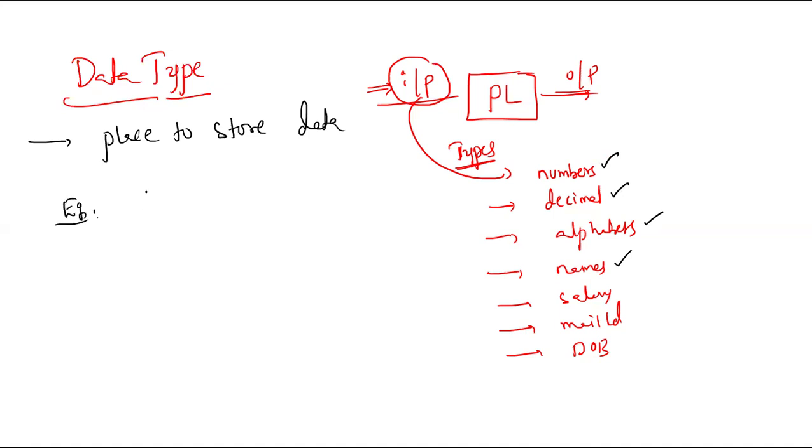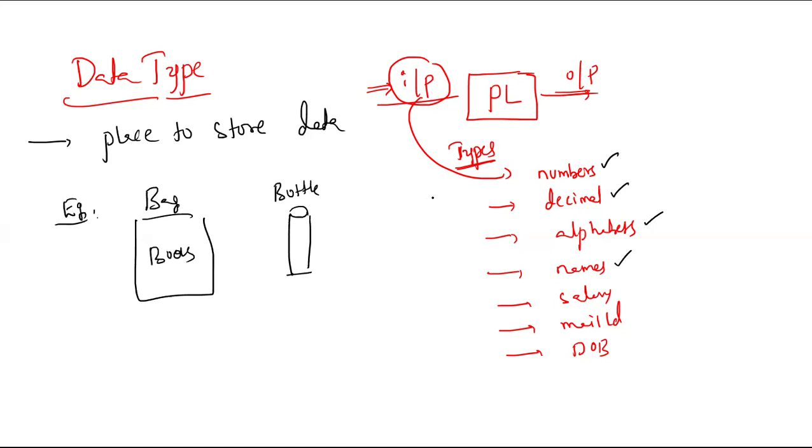here we are using some bag. What's the purpose of this? We are storing some books inside this bag, correct? And we are using a bottle. What's the purpose of this? We'll be using it to store some water or some liquid content. So is the books a data type, or is the bag a data type? Bag is a data type. It's a place to store. Bag is a place to store something, and a bottle is a data type because a bottle is a place to store something. So this bag is one data type, and this bottle is also one data type.